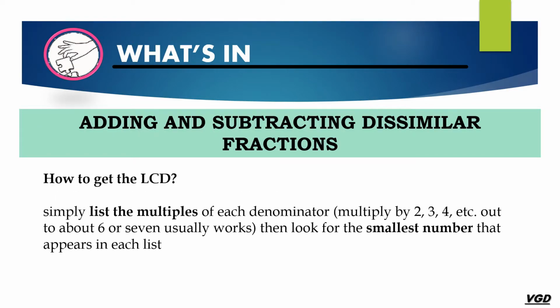So how to get the LCD? We simply list the multiples of each denominator. It could be multiplied by 2, 3, 4, etc. Then, look for the smallest number that appears in each list and make sure that smallest number is common to both of them. And that is the LCD.